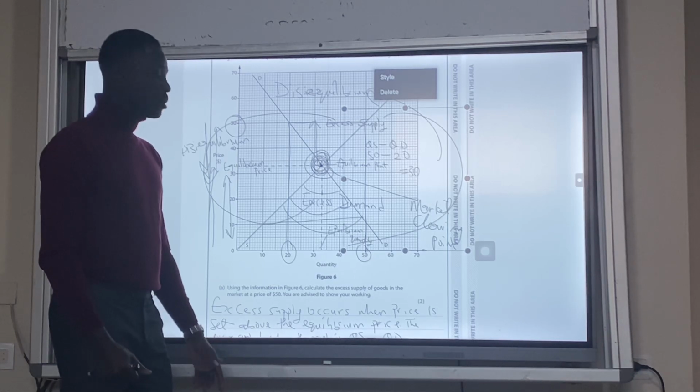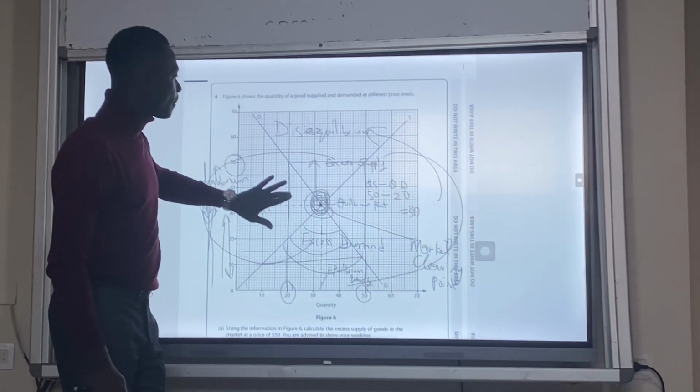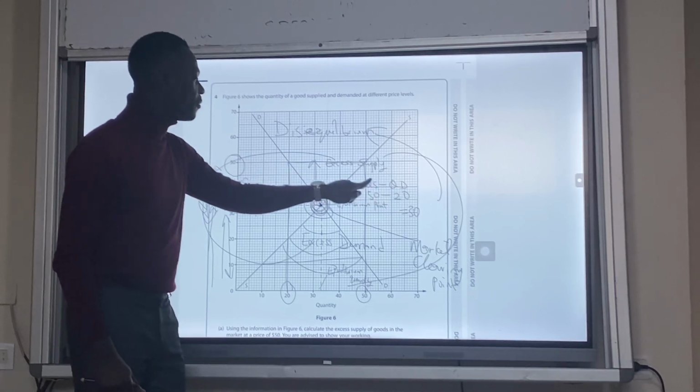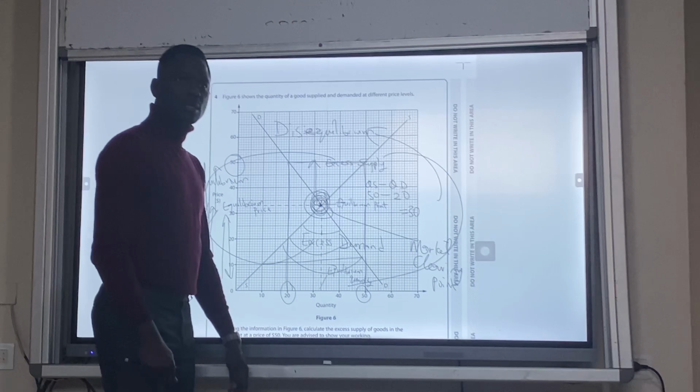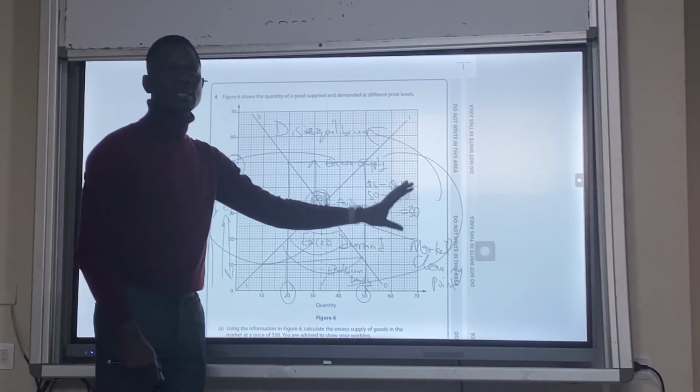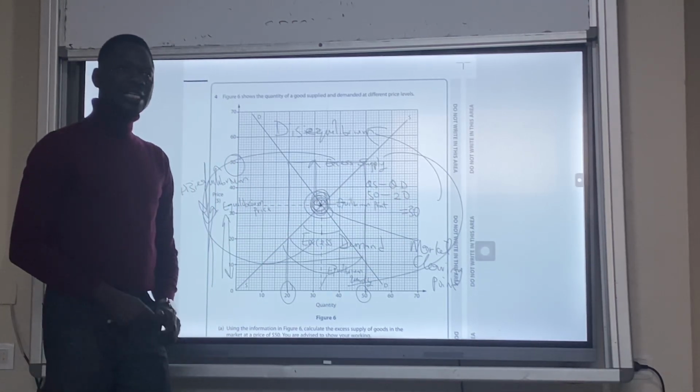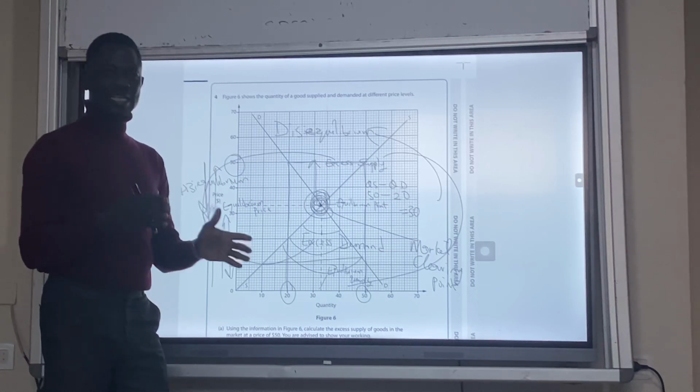Is it clear? Yes, so it is 50 minus 20. Quantity supplied minus quantity demanded: 50 for quantity supplied minus 20 for quantity demanded gives us 30. So the excess supply in the market is 30. Is excess supply clear now? Yes. Excess demand, is it clear?